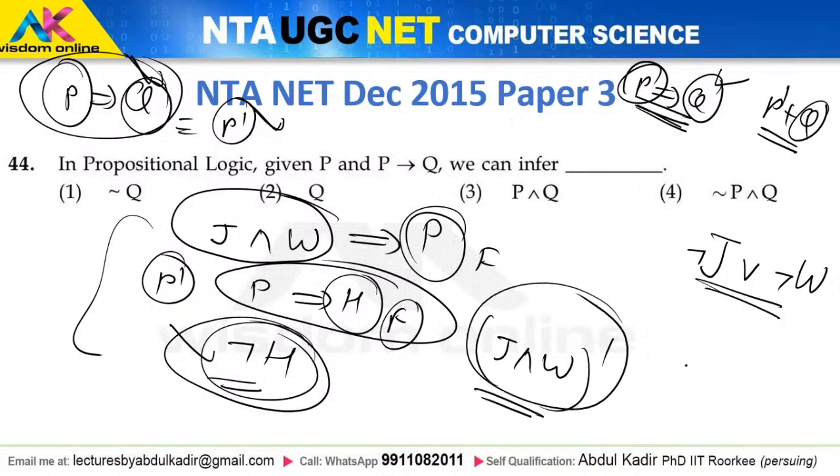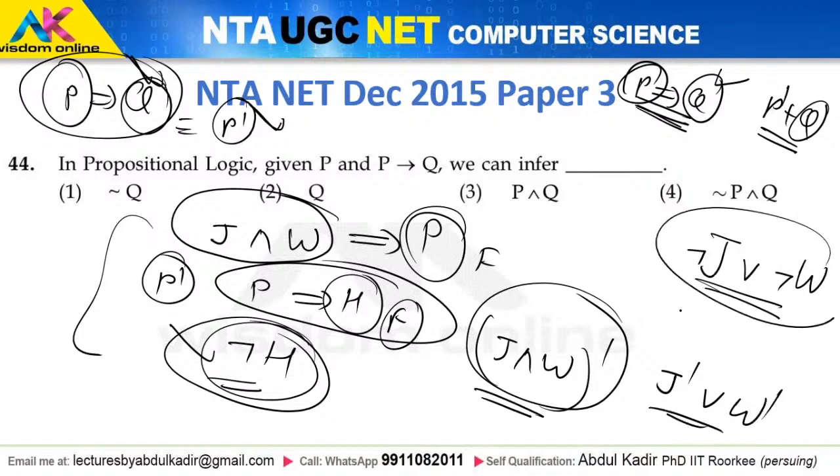What is J and W complement? You apply the De Morgan formula, and you will get J complement or W complement. And this is our conclusion. So this is a valid argument because we got our conclusion. Nivedita, any doubt here? This is how you can very easily solve these argument questions by doing this kind of analysis.